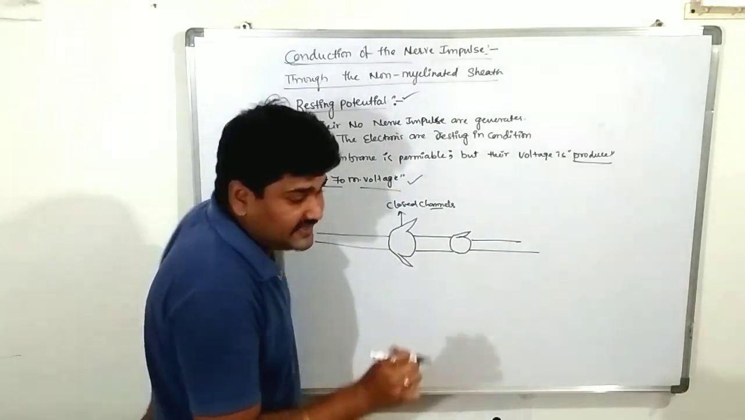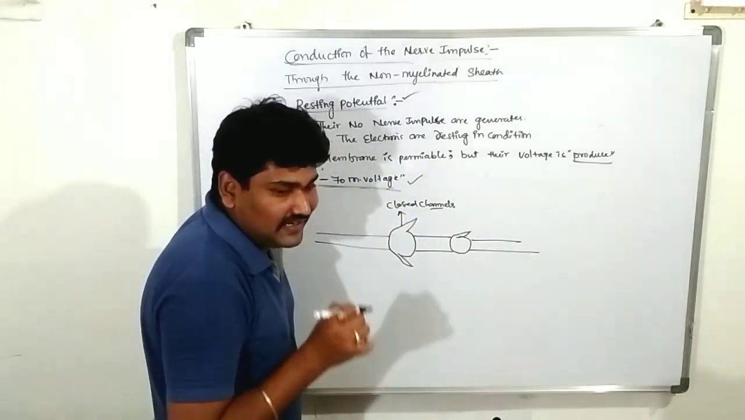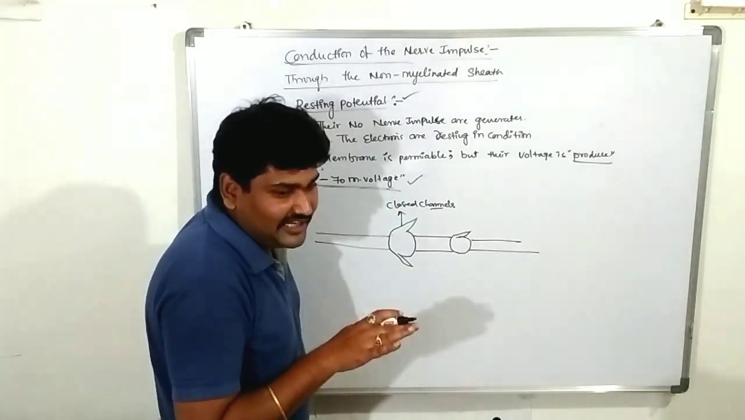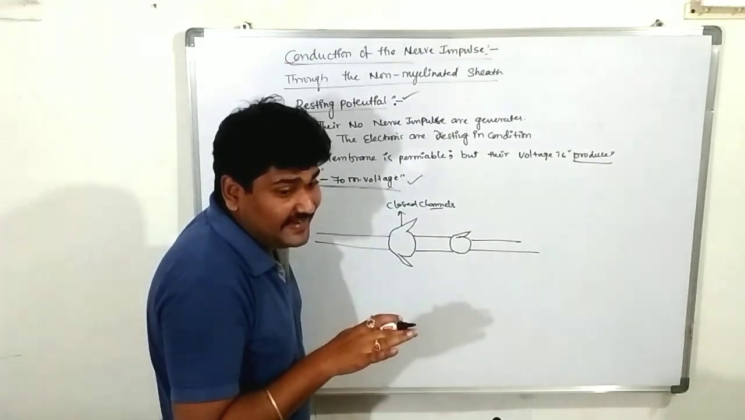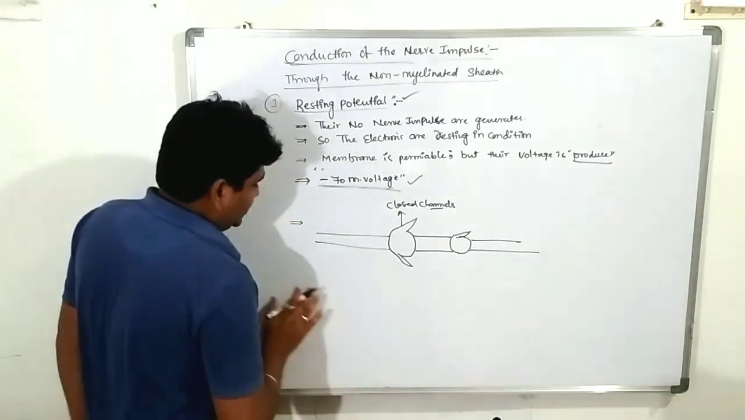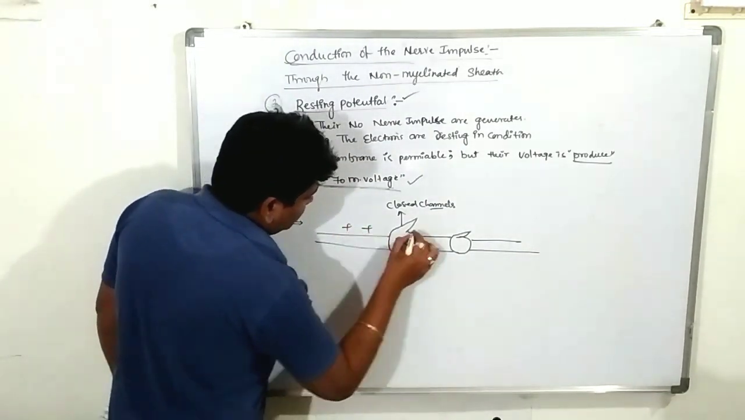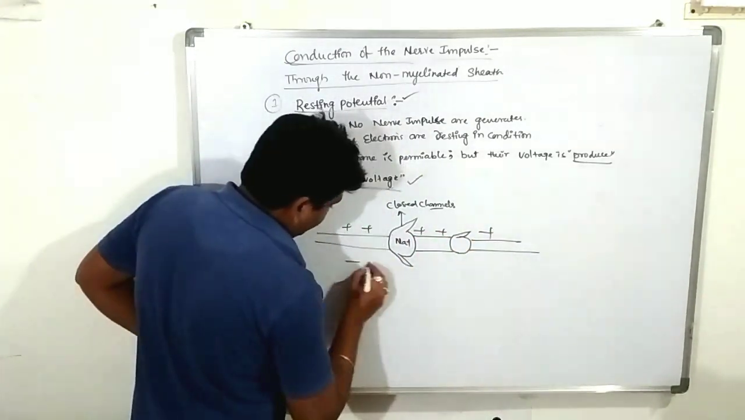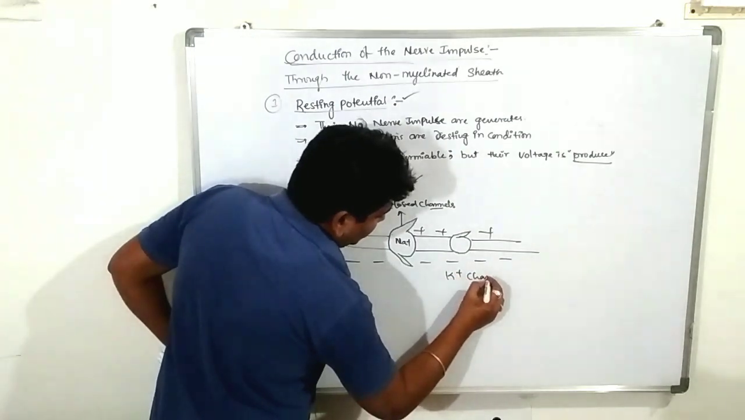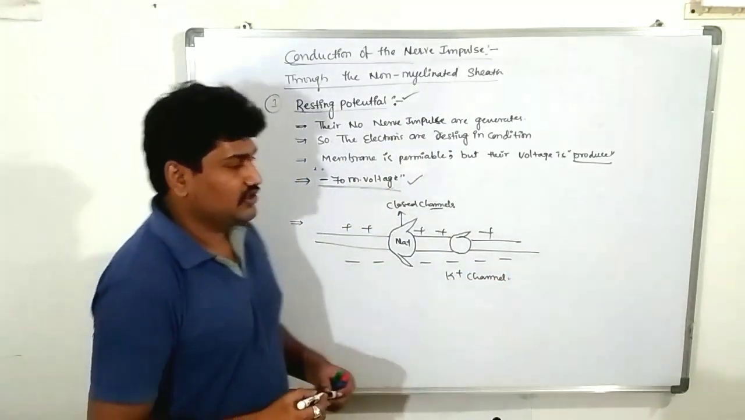The resting voltage is minus 70 millivolts. The nerves are always stable, in resting condition at approximately minus 70 millivolts. The sodium channel is closed and the potassium channel is also closed. So this is the resting potential.